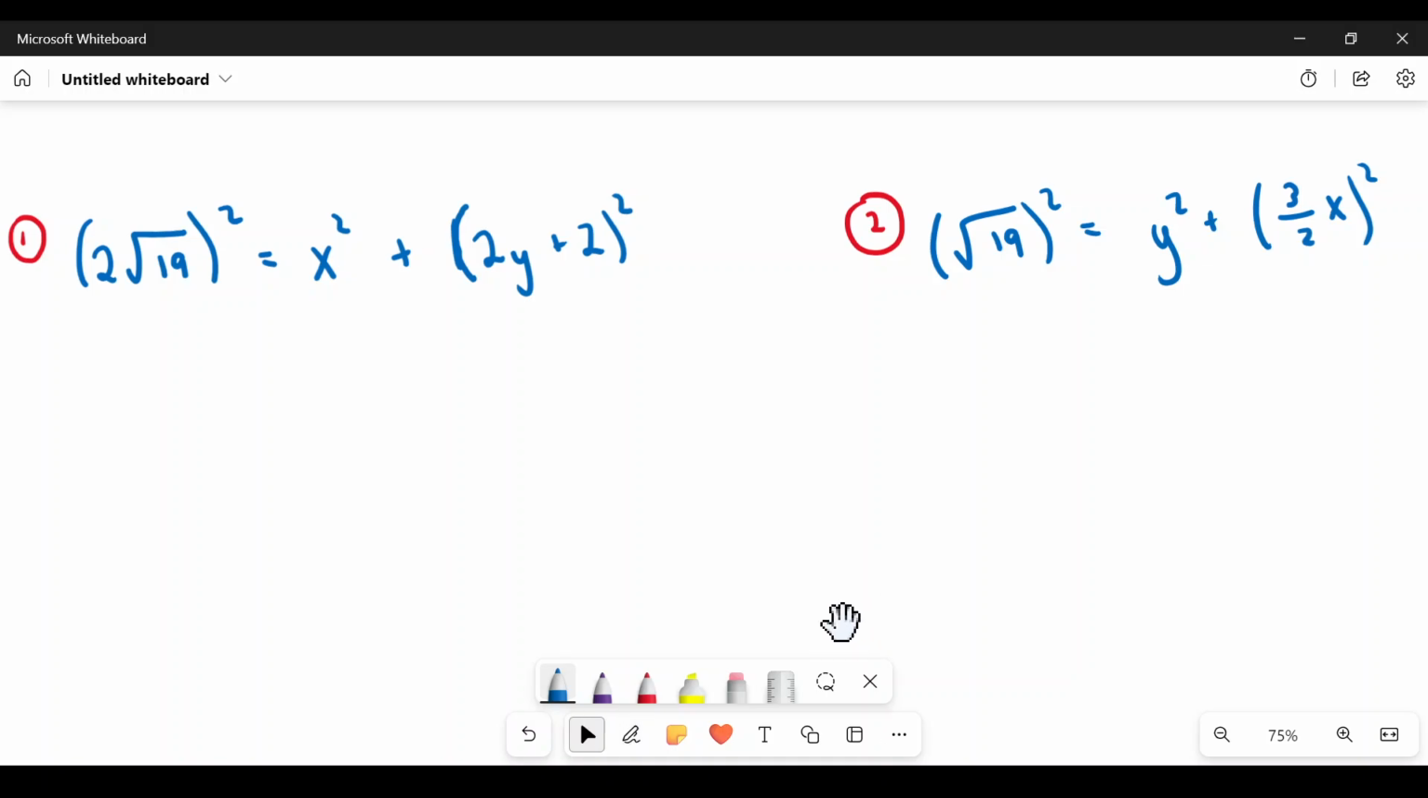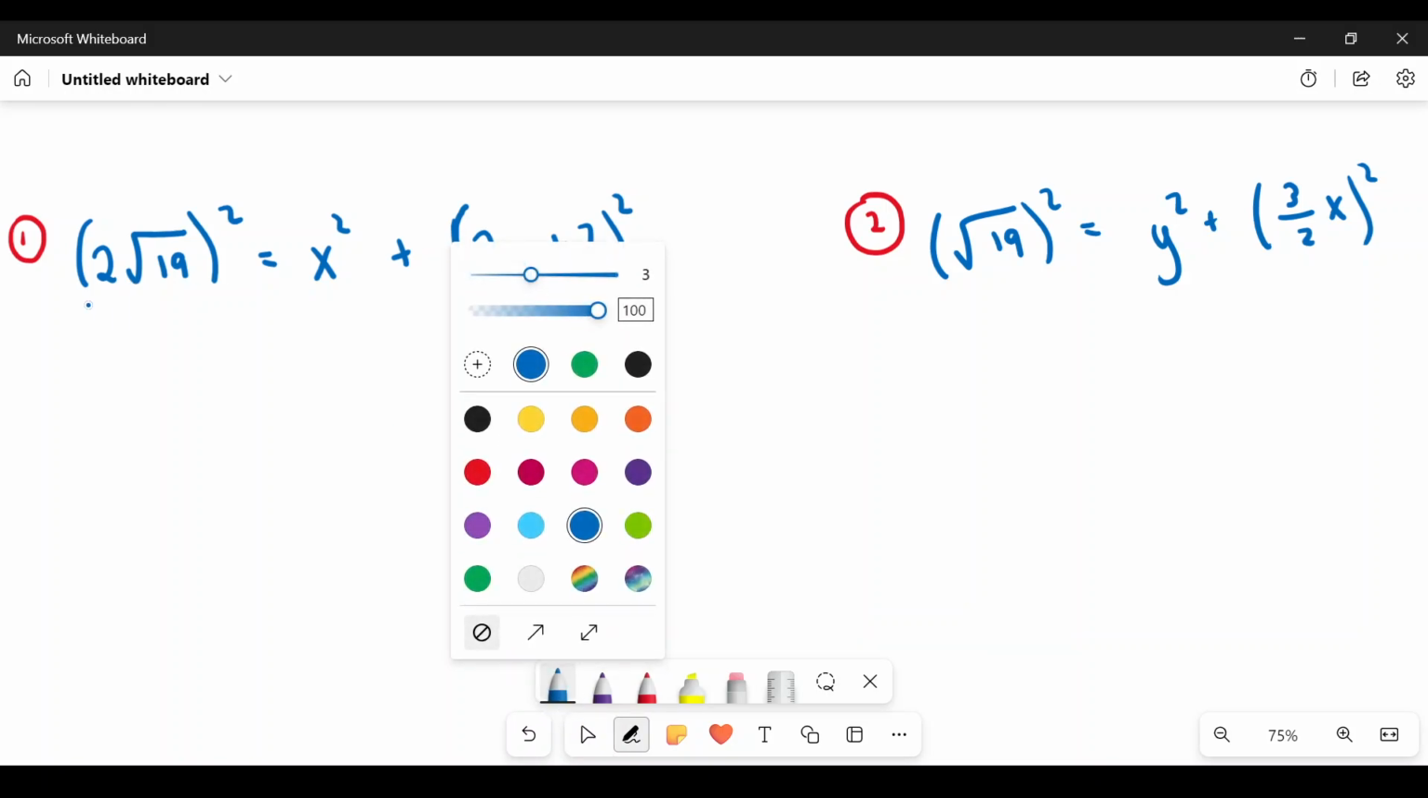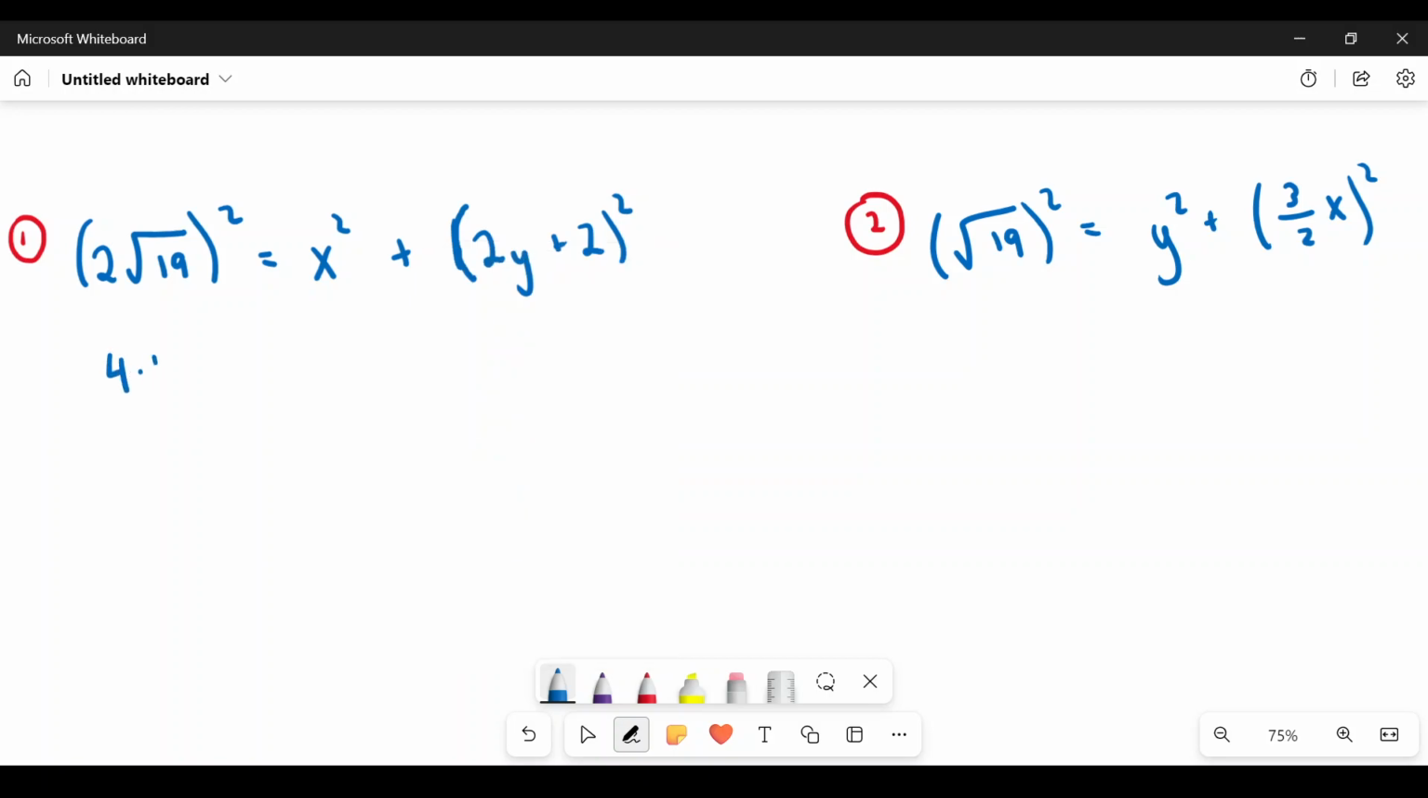Let's go ahead and solve for x and y given these two equations. Before I figure out my strategy, I'm going to do some math here to get a better feel for what's happening. So I'm going to square 2 root 19, so that'll be 4 times 19. And then here, this is x squared.